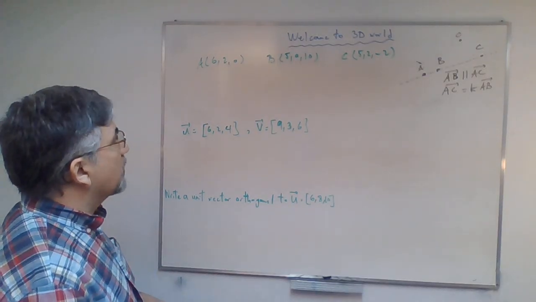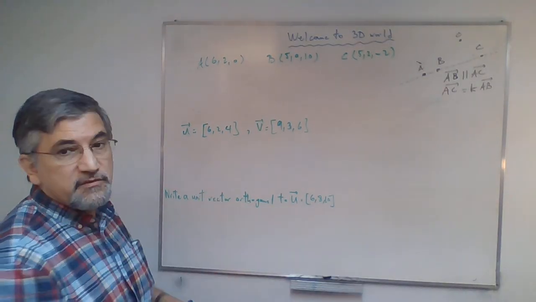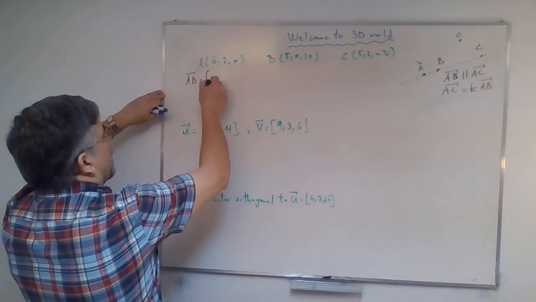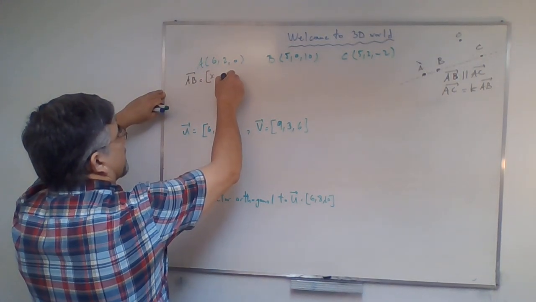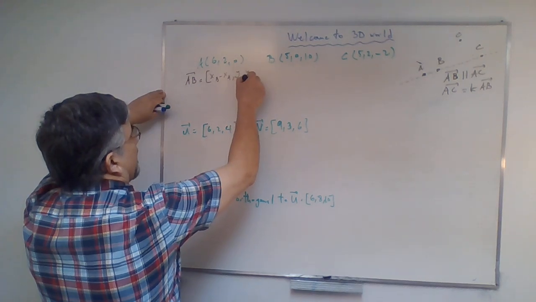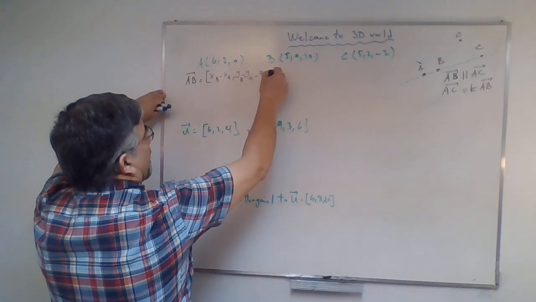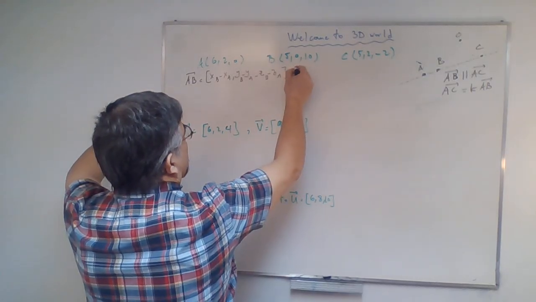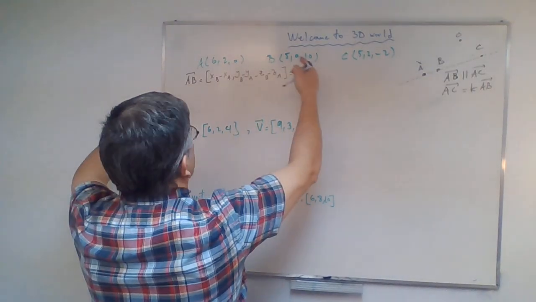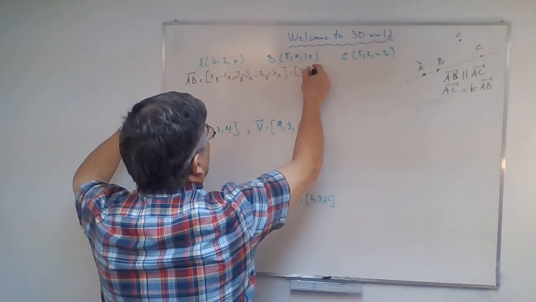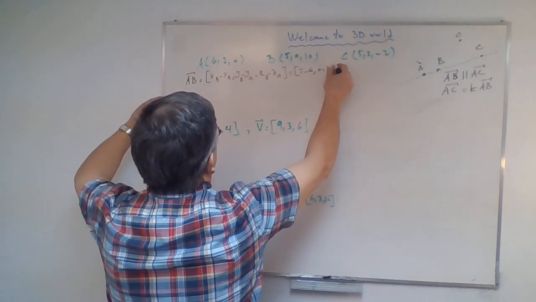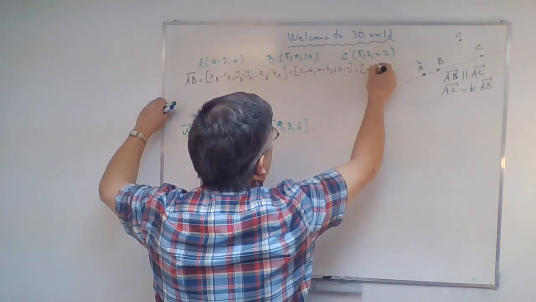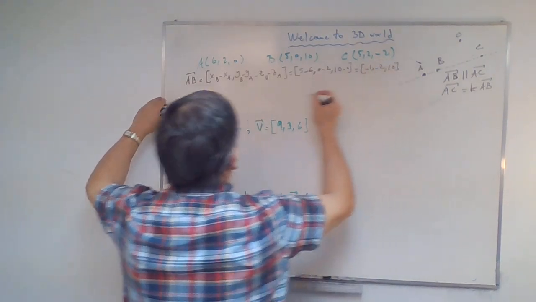Okay, so I think we're going to do the same thing. We're going to say, let's find vector AB. So that's x of b minus x of a, y of b minus y of a. And if you do this, it's going to be x of b minus x of a. So that's 5 minus 6, 0 minus 2, 10 minus 0. So that would be negative 1, negative 2, and 10.